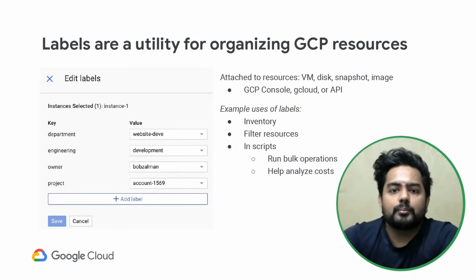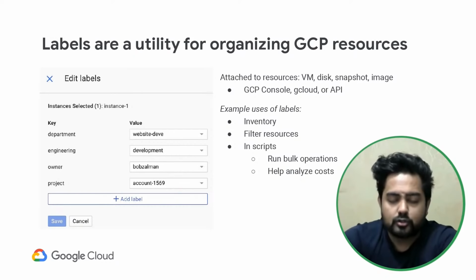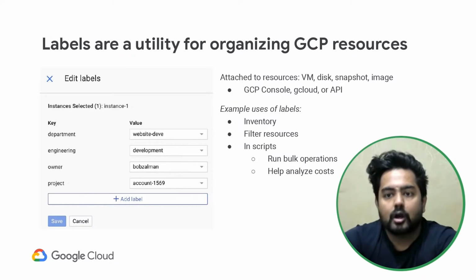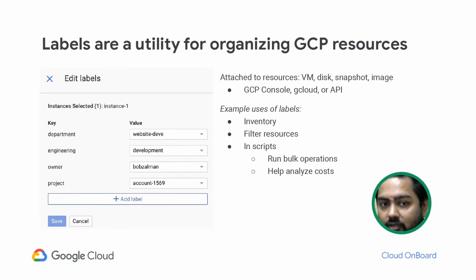So labels can be used in scripts to help you understand the cost, or if you're running some kind of bulk operation on multiple resources. The screenshot shows you an example of four labels that are created on an instance. We recommend adding labels based on team or cost center if you want to distinguish the instances which are owned by different teams. For example, you can label the marketing team or the research team. If you see, the labels are basically key value pairs.